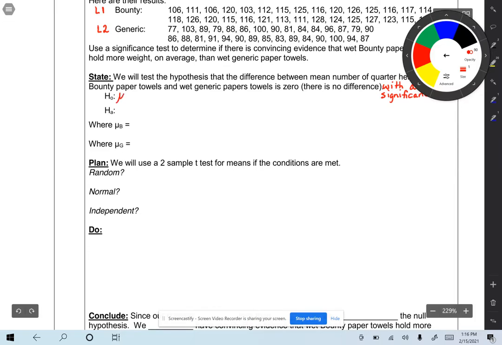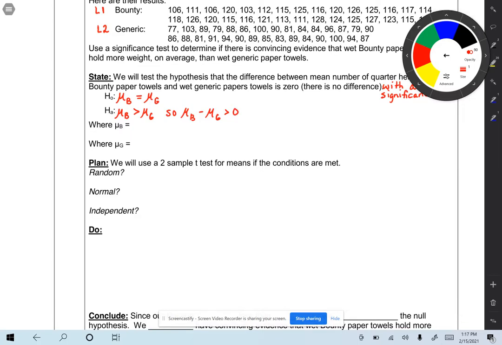Okay, and so your null hypothesis is that there's no difference, and I'm going to label mine as the mean of Bounty is equal to the mean of the generic, and I'll identify those here in a second. And your alternative states that the mean of Bounty will be greater than the mean of the generic. So you can write it like this, or you can write it like this.